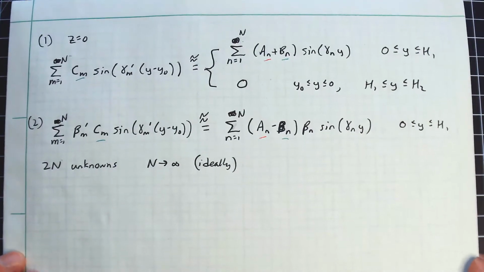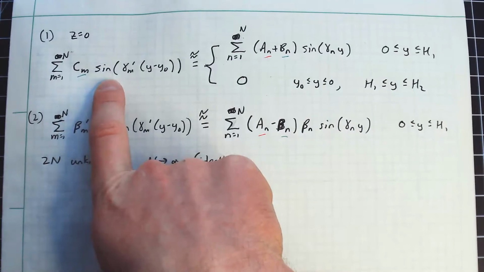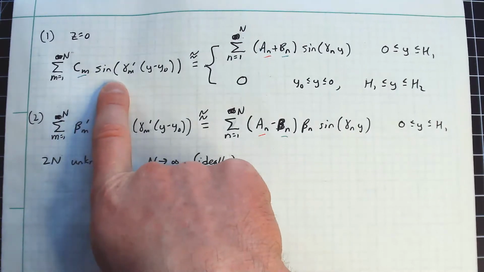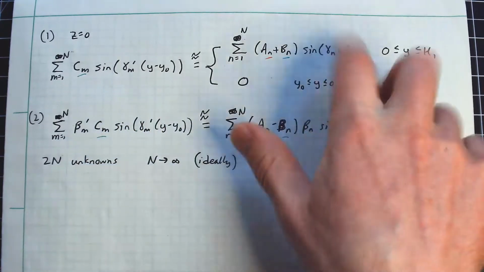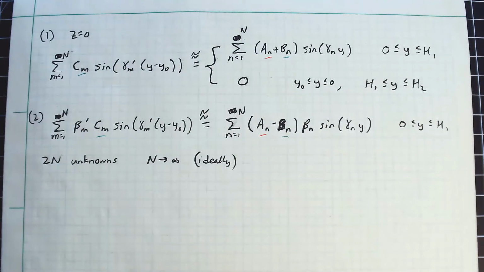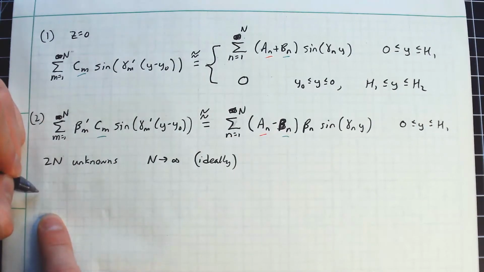This is where the essence of mode matching comes into play. What we're going to do is start up here. I'm going to multiply this by a sine of gamma something on both sides, and then do an integration. Because remember, we have that problem of orthogonality, and that's going to save us from this infinite mess of equations. So let's come down here. I'm going to do the following.